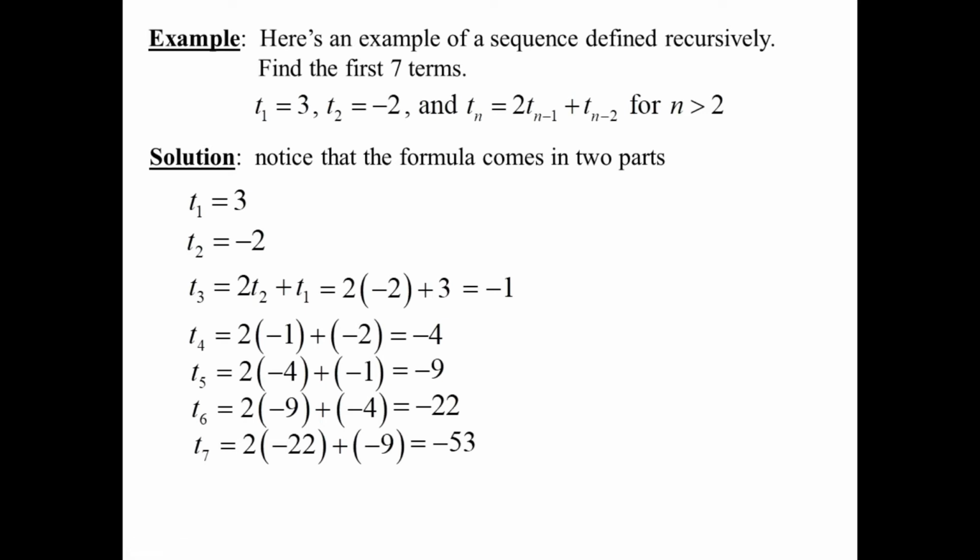So if we lay out all the terms in a row and have a look at them, we have the sequence: 3, minus 2, minus 1, minus 4, minus 9, minus 22, minus 53. It takes on a random appearance. Oftentimes, not always, when you use a recursion formula, the sequence itself takes on this random appearance. The pattern is not obvious.